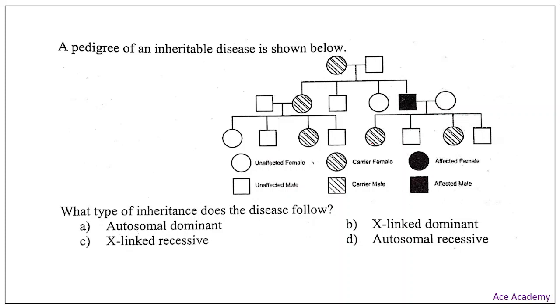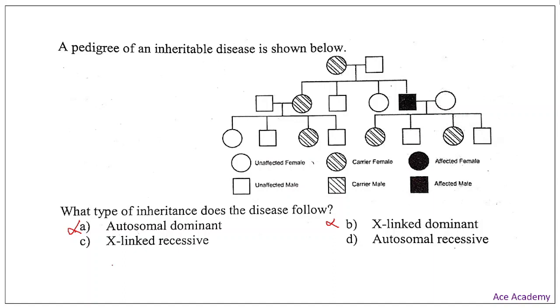Recall that carriers are heterozygous individuals who do not express the trait themselves but can pass it on to the children. In dominant inheritance diseases, heterozygous individuals also express the trait. Therefore, carriers can only exist in traits which have a recessive type of inheritance. Therefore, we automatically cut option A and option B. Let's look at the third option, which is X-linked recessive.